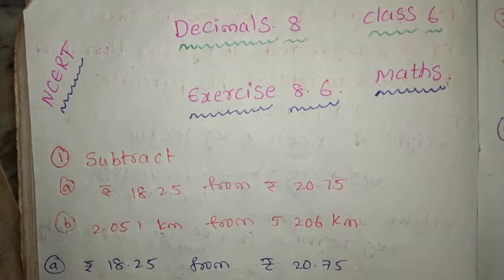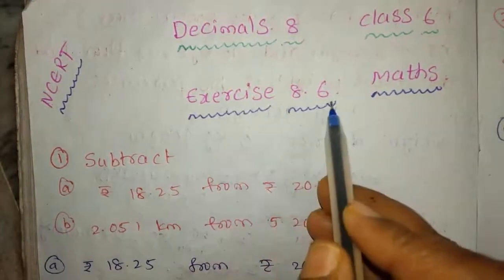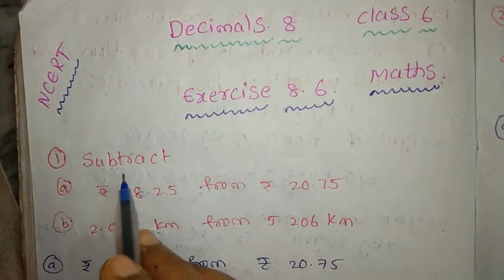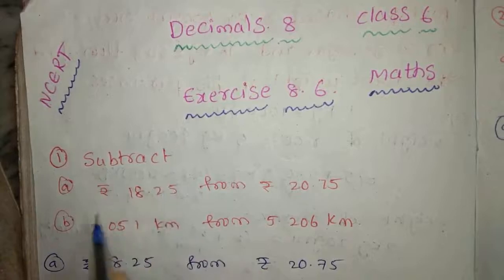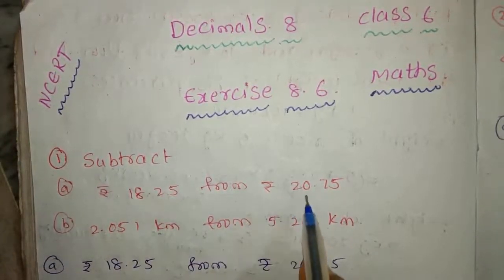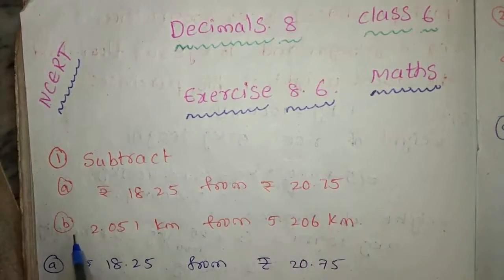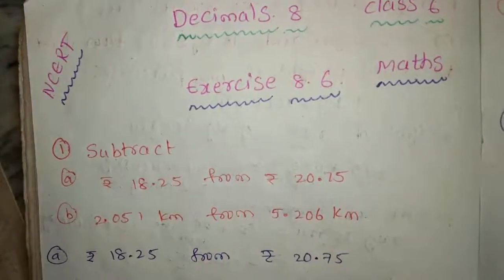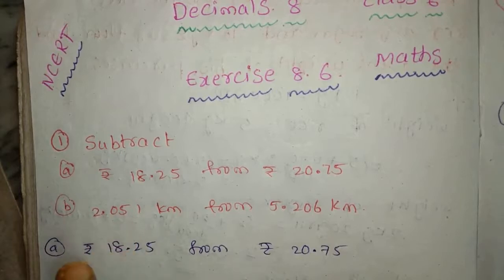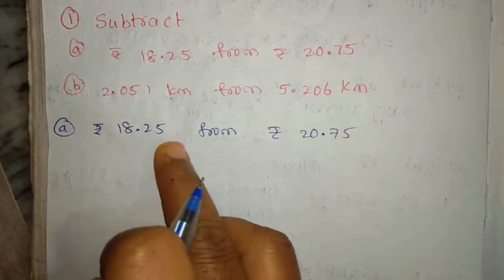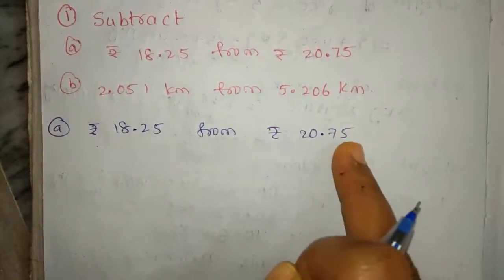Now we are going to discuss exercise 8.6, Decimals, class 6 maths. Now let us see the first question, that is: subtract (a) rupees 18.25 from rupees 20.75, and (b) 2.051 kilometers from 5.206 kilometers. Okay, now let us see (a), that is rupees 18.25 from rupees 20.75.